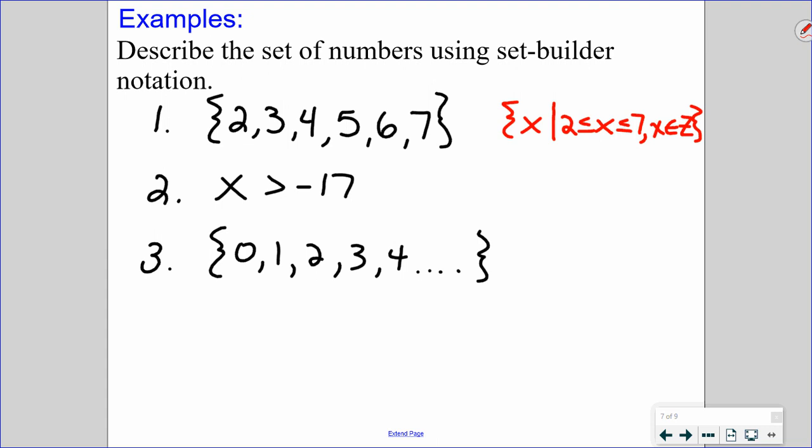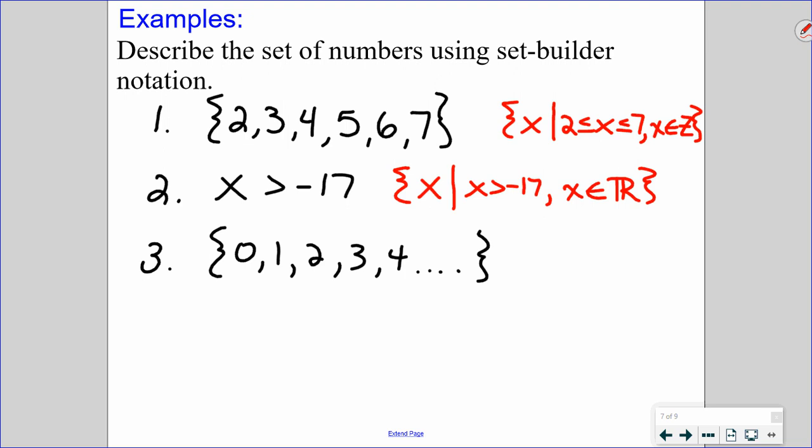Now number 2 is easy because it's already an inequality. So all I have to do is start with my curly brace. We're going to say the set of all x such that x is greater than -17, x is an element of the set of real numbers. Now, how did I know that? Well, if all we're given is x is greater than -17, then numbers greater than -17 are going to include all the rational and irrational numbers.